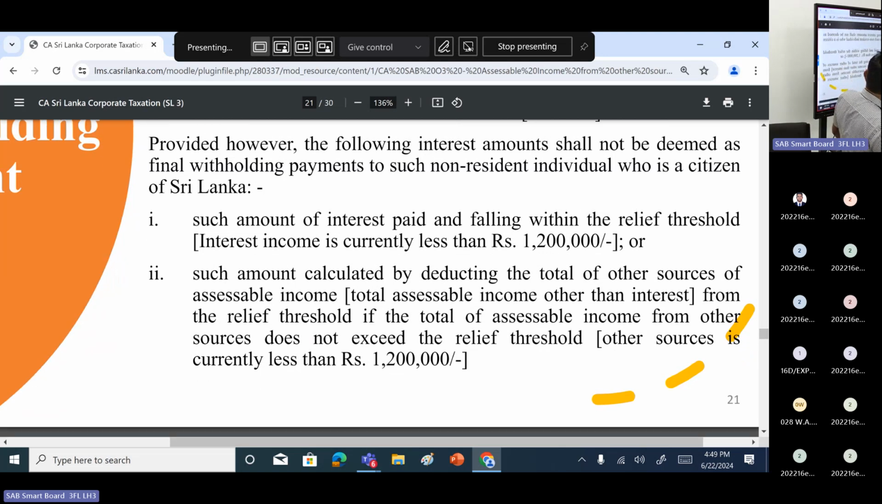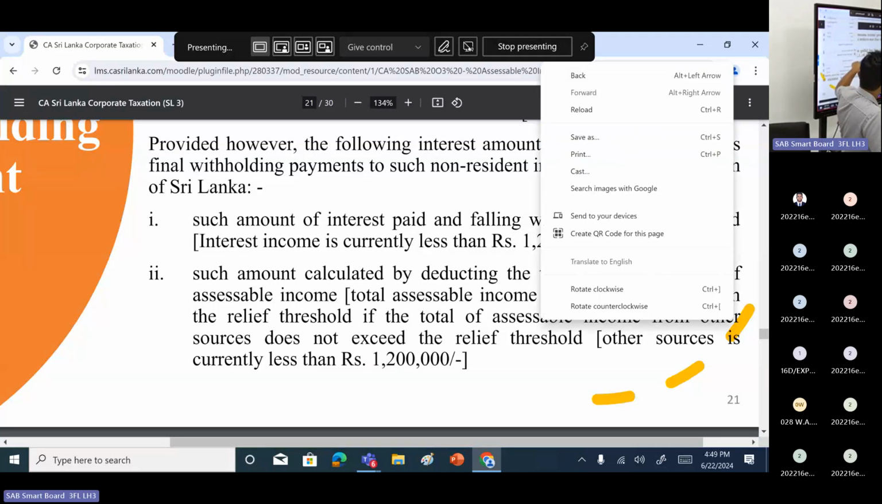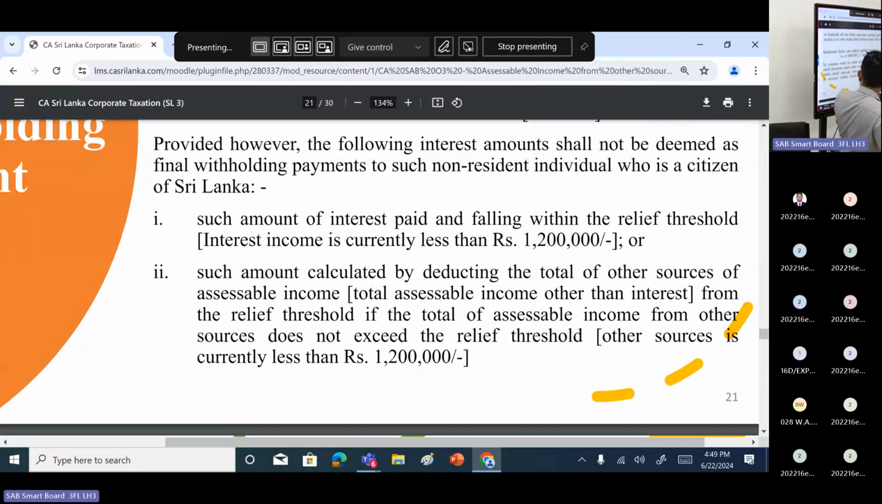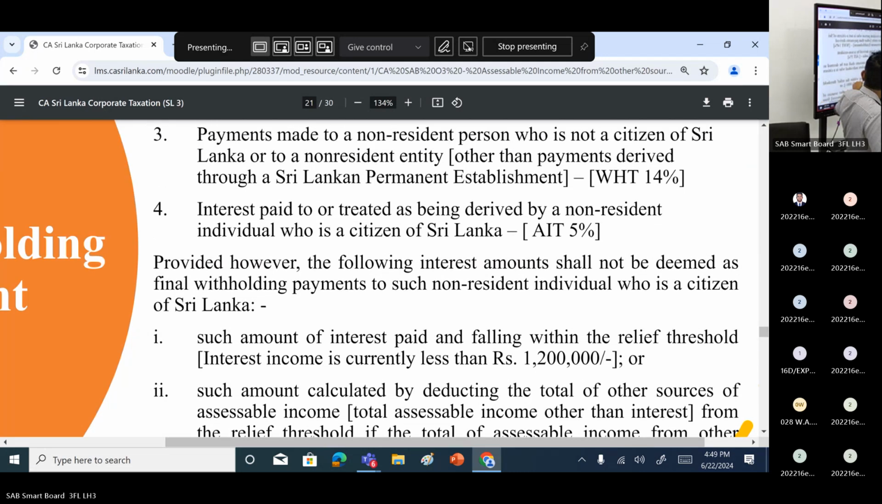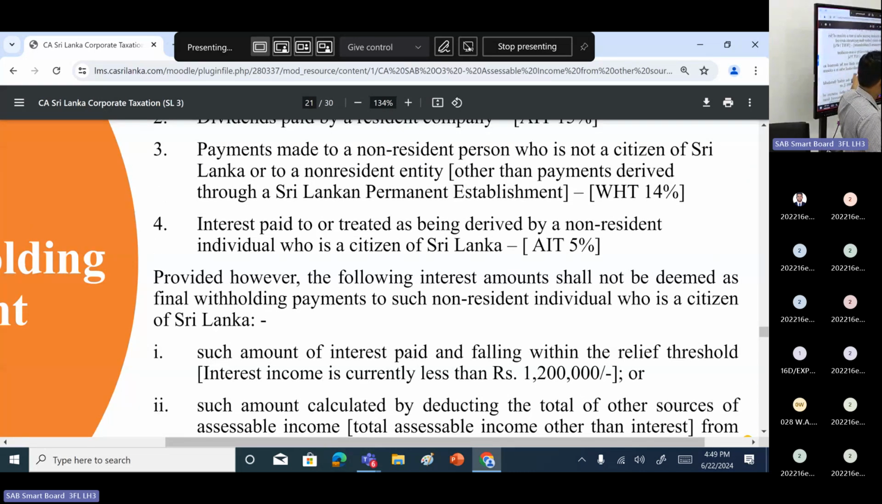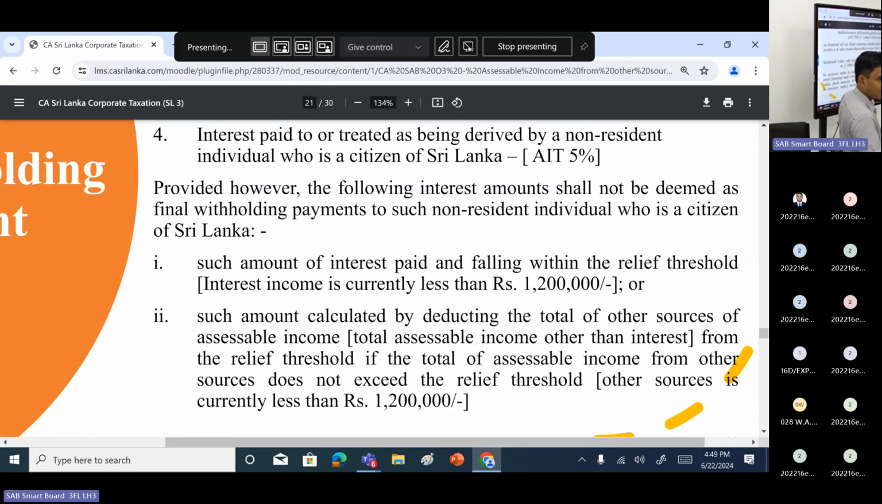Such an amount of interest paid falls within the relief threshold. In the individual case, we can claim up to the 1.2 million threshold tax relief. Such an amount is calculated by deducting the total of other sources of income, assessable income, that is also less than 1.2 million. Then it shall not be a final withholding payment. Then he is entitled to get the refund. That's the objective.